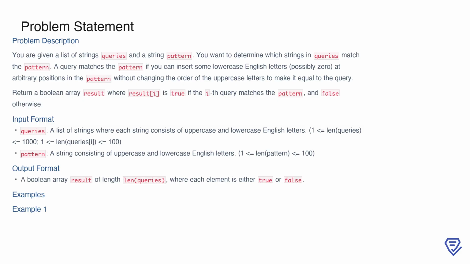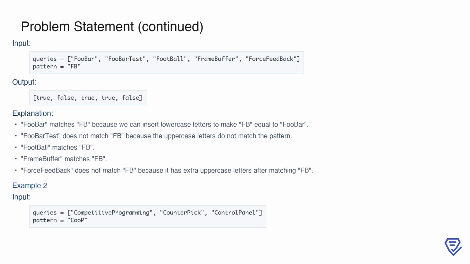matches the pattern. For the input format, queries can contain up to 1,000 strings, and each string can have a length of up to 100. The pattern string also has a maximum length of 100. The output is a Boolean array of the same length as queries, where each value is either true or false depending on the match result. Let's look at the first example to clarify this further.